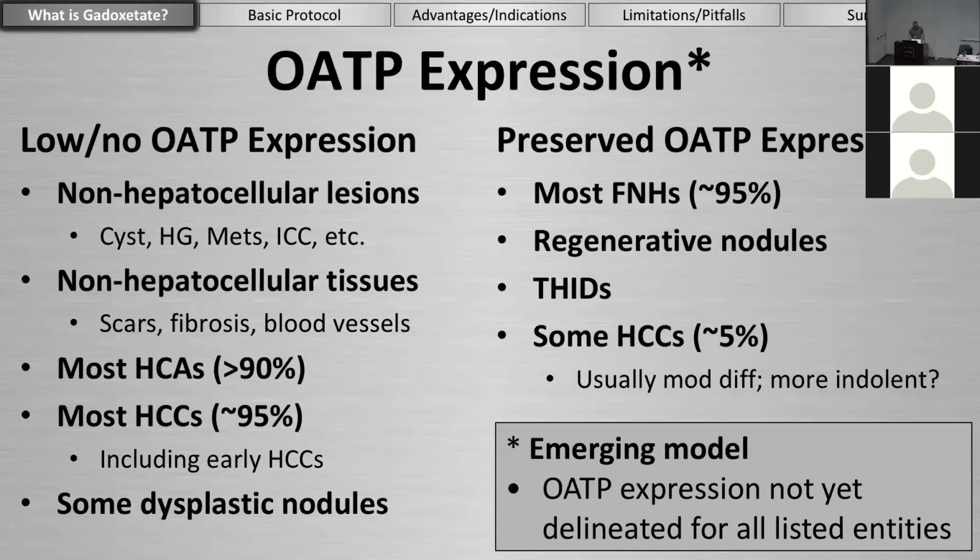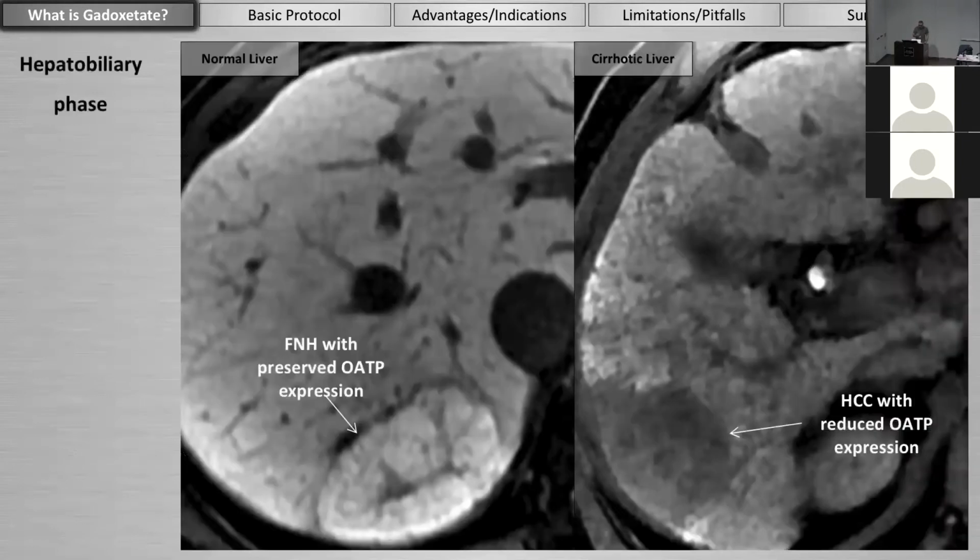This might be a little bit more difficult to remember. So this is what it looks like. Here is a normal liver, and here is a cirrhotic liver. Notice that the normal liver is bright, the cirrhotic liver is bright. Notice that the normal liver tends to be brighter than the cirrhotic liver. And why is that? Because the normal liver tends to have better OATP function than the cirrhotic liver, where the hepatocytes are a little bit damaged by chronic inflammation.